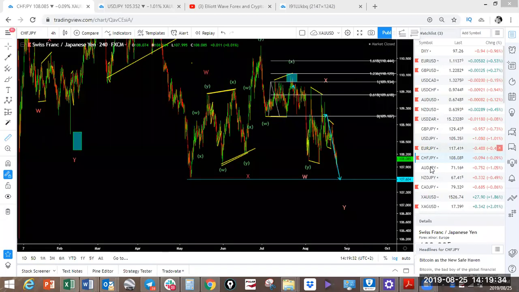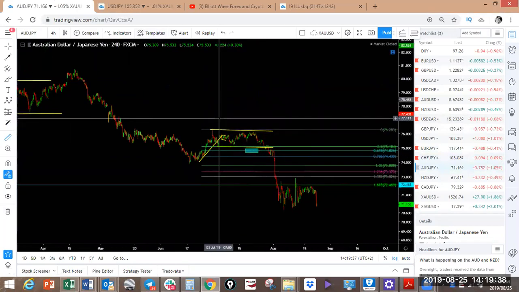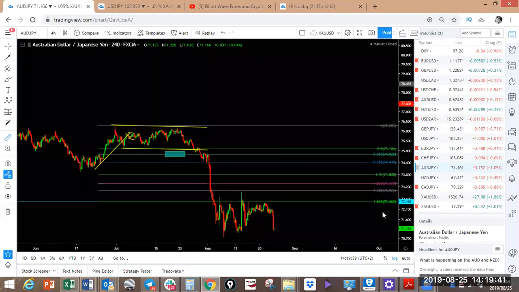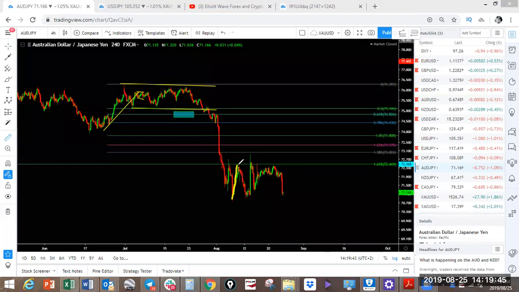AUD yen, same. You see that you've got a three-wave pullback and this one has dropped easily. You've got a three-wave pullback, 1, 2, not like that. You've got a 1, 2, 3, what looks like an expanding flat. And now you're dropping with these three waves. This is too slow. It may even get another double correction here.